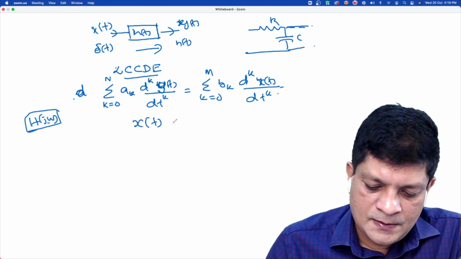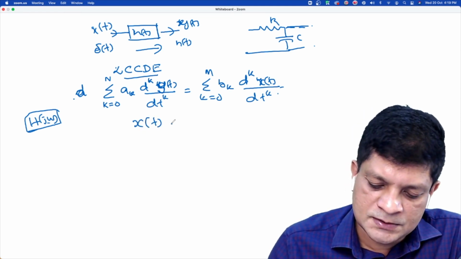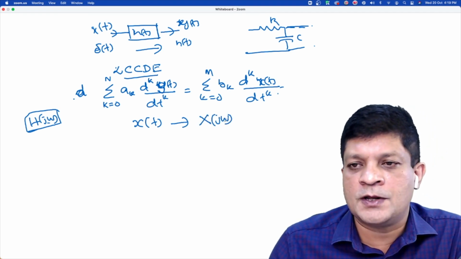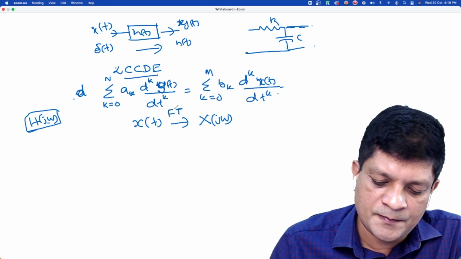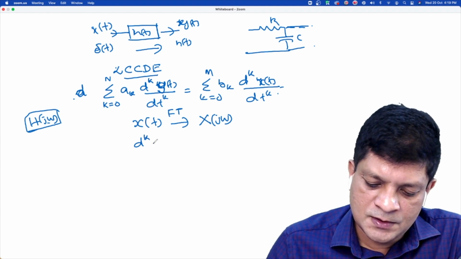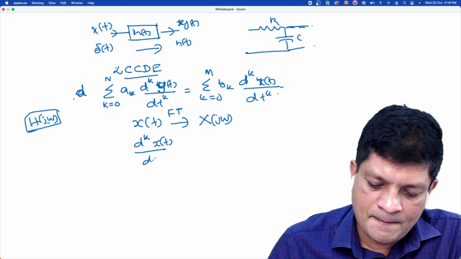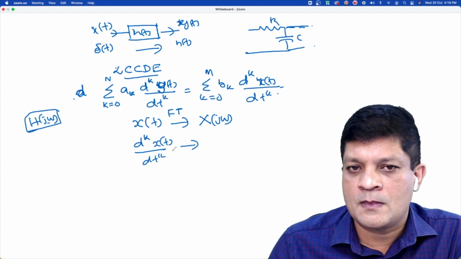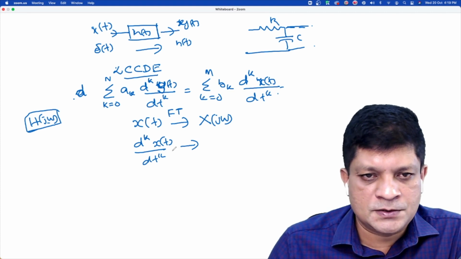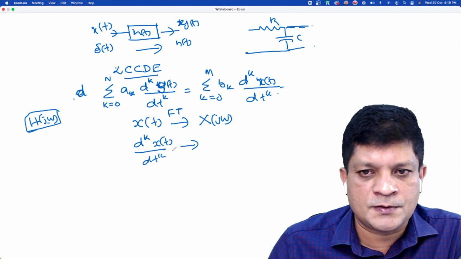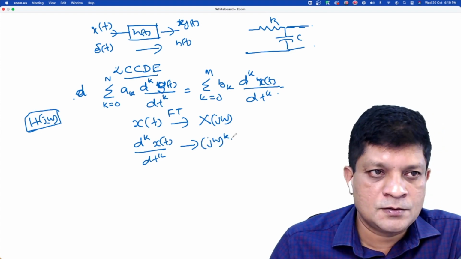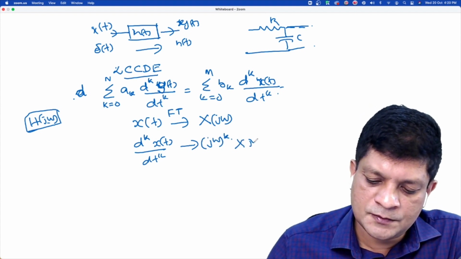If I consider an input signal x(t), and let's say its Fourier transform is X of j omega, what is the Fourier transform of the k-th derivative of x(t)? That is the differentiation property of the Fourier transform. What is the differentiation property? It is j omega to the power k into X of j omega.